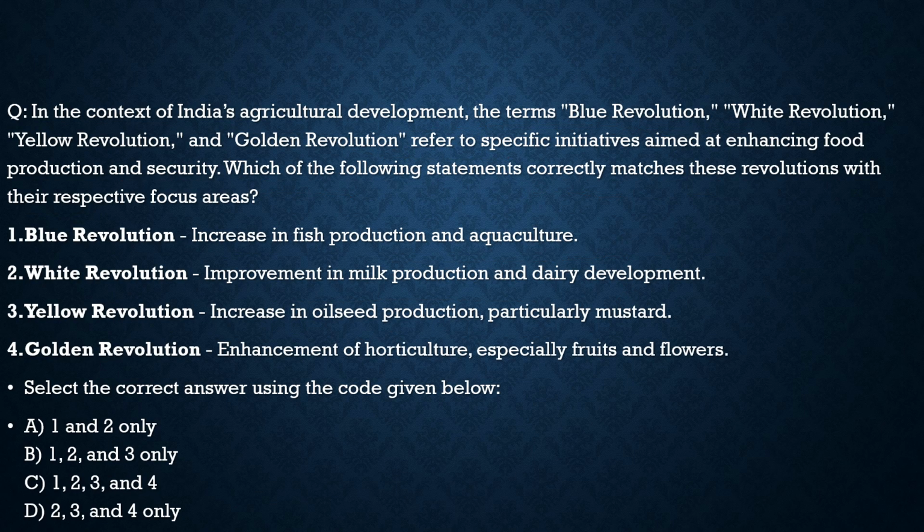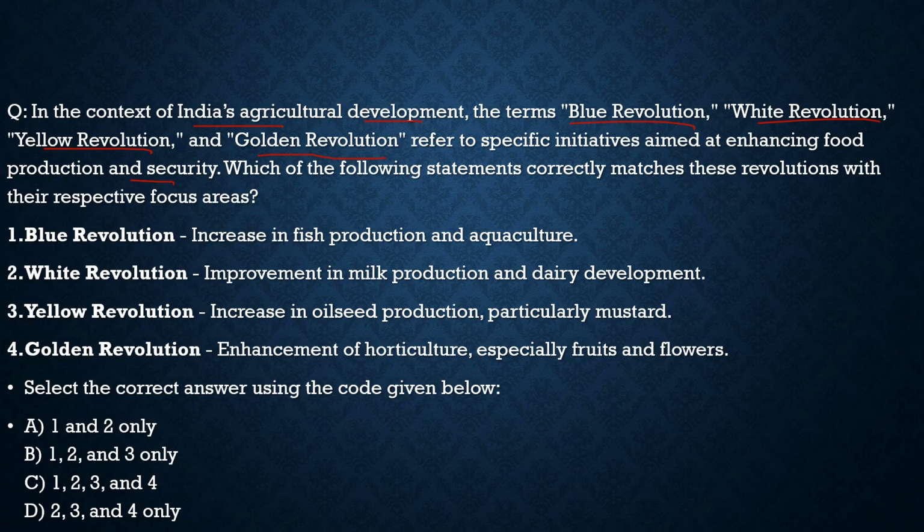Here the question is about the rainbow revolutions. Now let's try to understand it in the context of India's agricultural development. The terms Blue Revolution, White Revolution, Yellow Revolution and Golden Revolution refer to specific initiatives aimed at enhancing food production and security. Which of the following statements correctly match these revolutions with their respective focus areas?